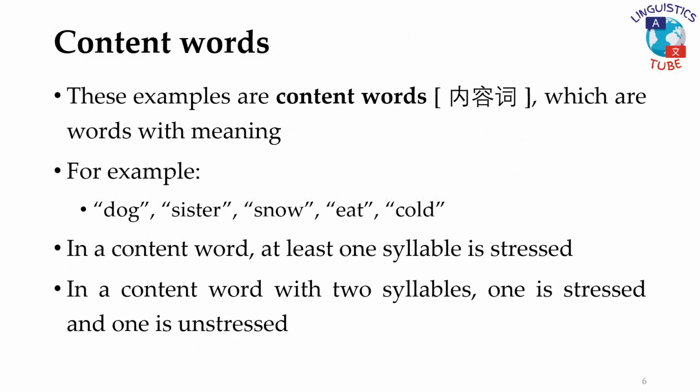These examples are all content words. These are the words which have the meaning in a sentence. Here are some examples of content words: dog, sister, snow, eat, cold. In a content word, at least one syllable is stressed. So, in a content word with two syllables, one is stressed and one is unstressed.